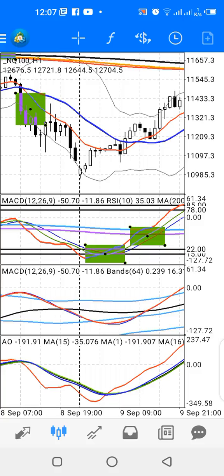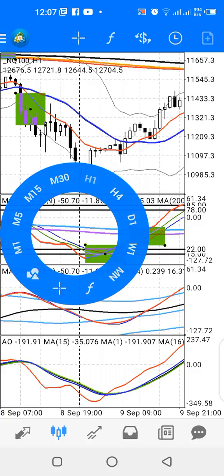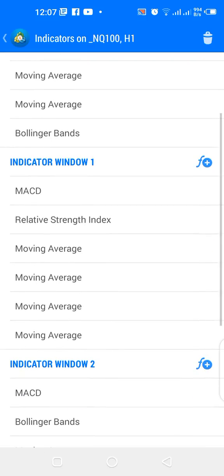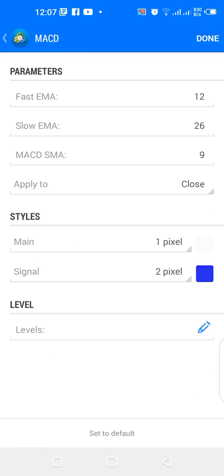Okay, now let's look at the settings for indicator window 1. We have MACD. The fast EMA is 12, slow EMA is 26, MACD SMA is 9, apply to close. And the color of the main star will match the background color of the chart, while the color of the signal star is blue.